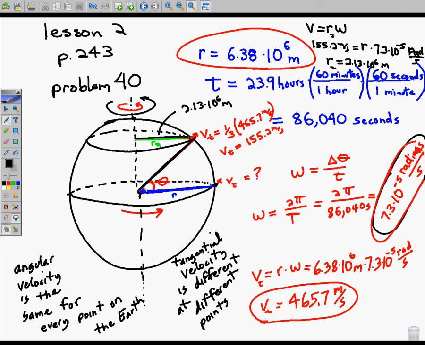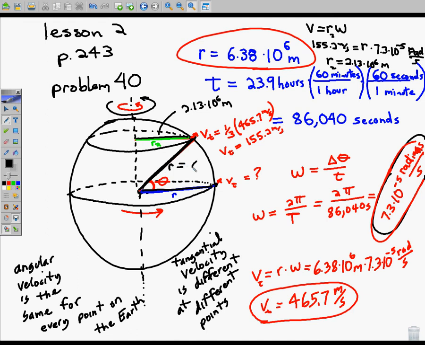This is a radius. I guess we're assuming that the Earth is a perfect sphere. So this here is a radius, and this radius is the same as that.